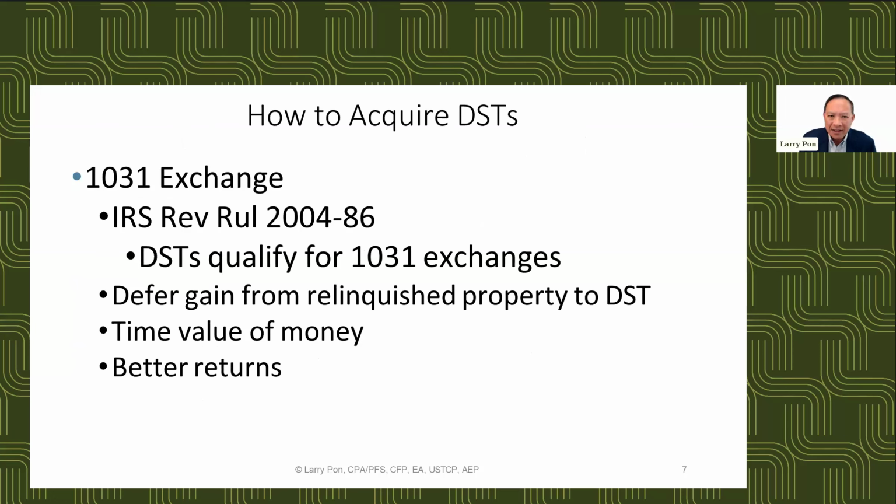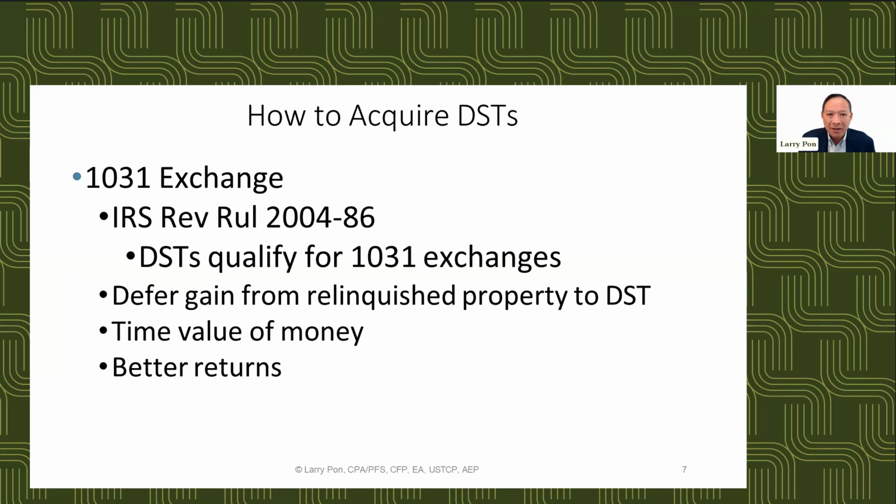Now, how to get a DST? Well, there's multiple ways of getting them. The most common and the most tax efficient way to get a DST is via a 1031 exchange. And Jamie does a great seminar about 1031 exchanges.